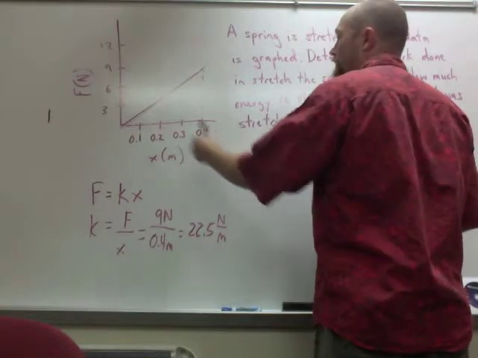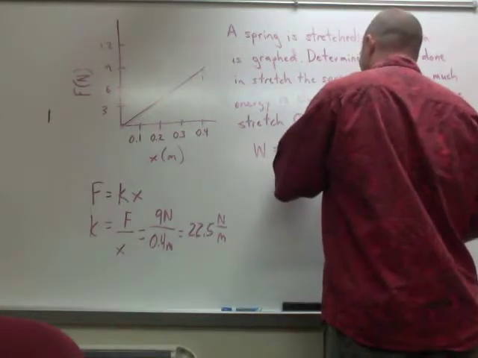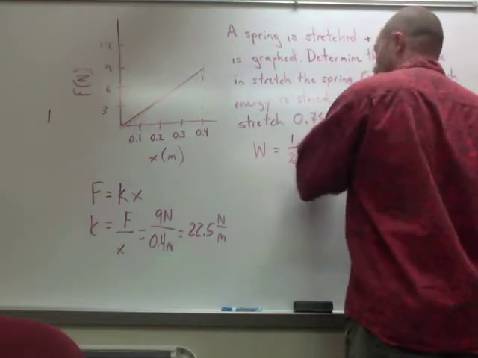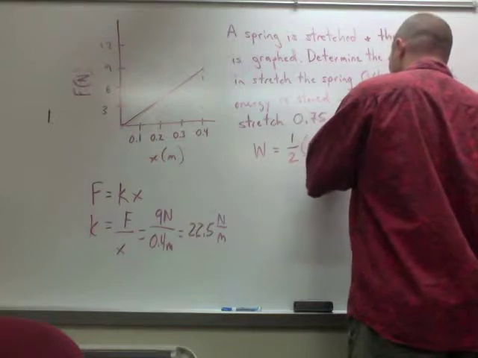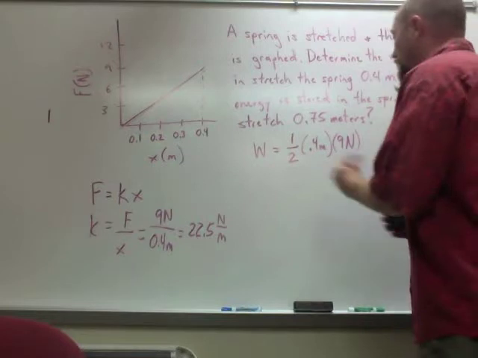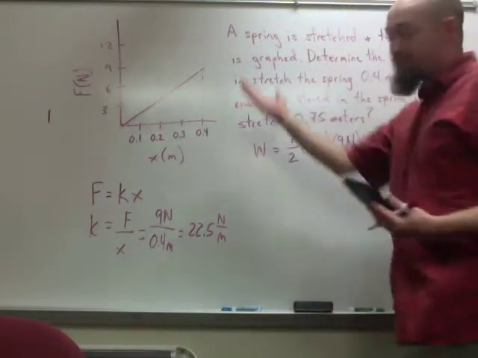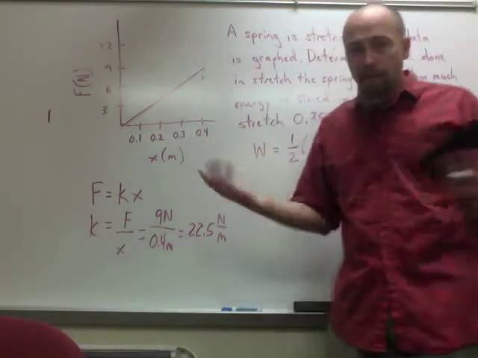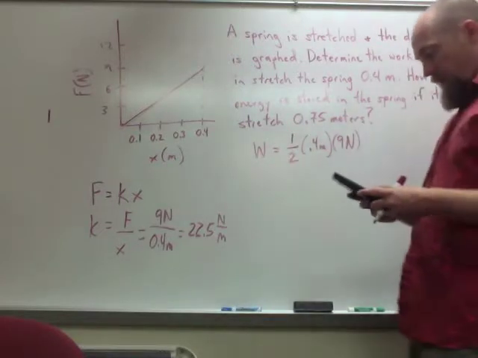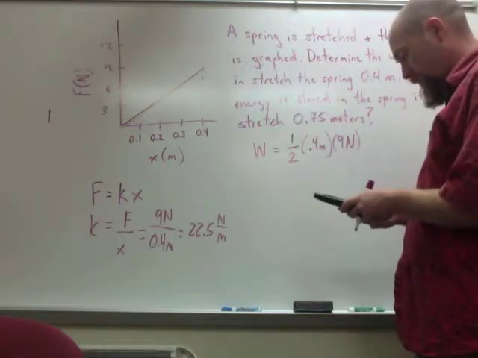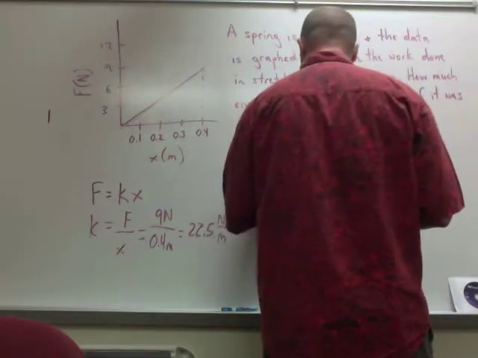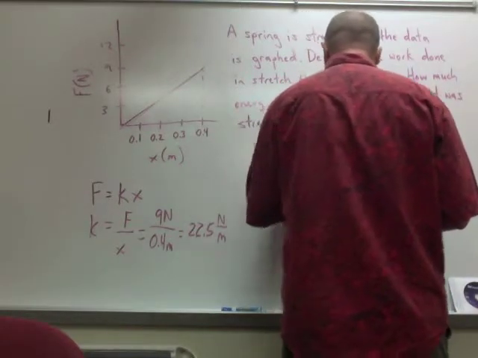So my area would be 1/2 base times height, so 0.4 meters and 9 newtons. And if you remember, a newton meter is a joule, so hence there's my work, okay? Again, this is where just understanding units and understanding what that is, you can figure out a lot of stuff, very important come AP test time. But if I go 9 times 0.4 times 0.5, I get work is 1.8 joules.